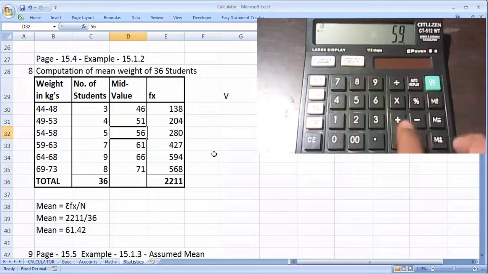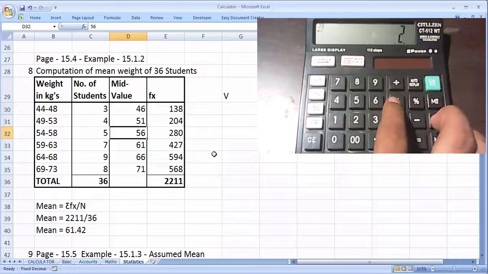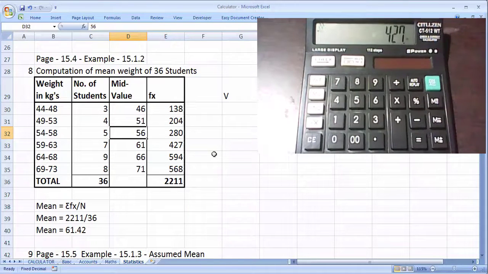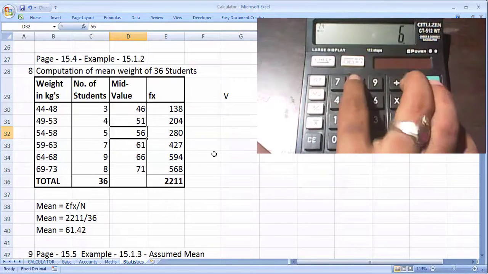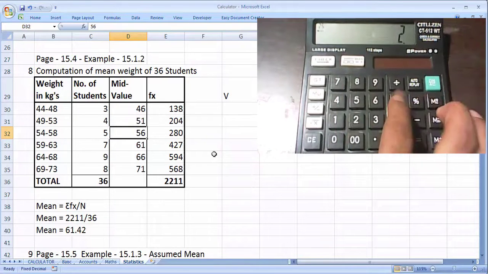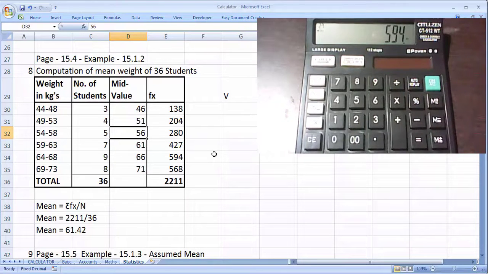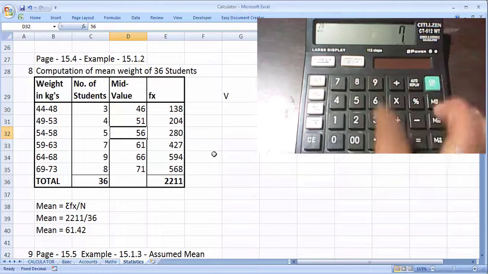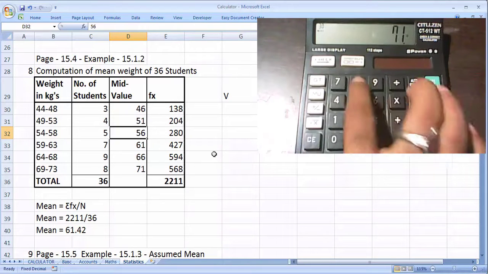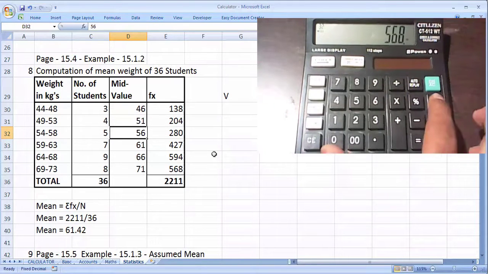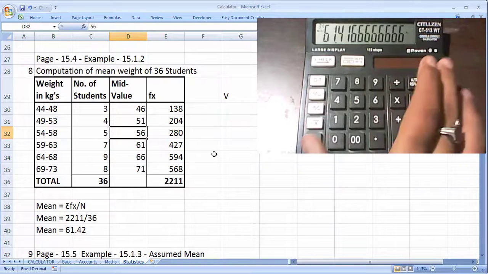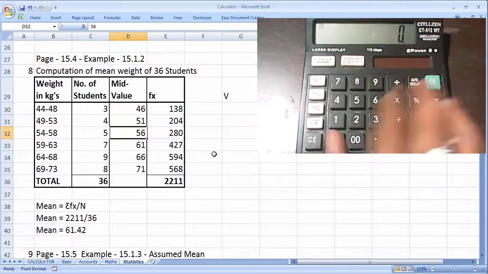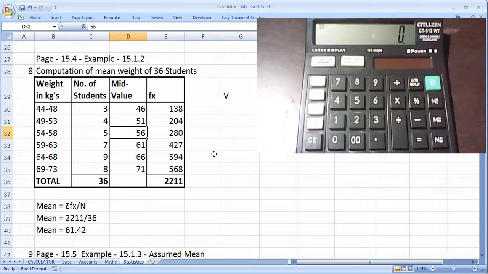Midpoint: 59 plus 63 divided by 2, into 7, plus 427. Midpoint of 64 plus 68 divided by 2, into 9, plus 594. 69 plus 73 by 2, into 8, plus 568. Now 2211 divided by 36. The value we have got is 61.416 something, so we can round it to 61.42.